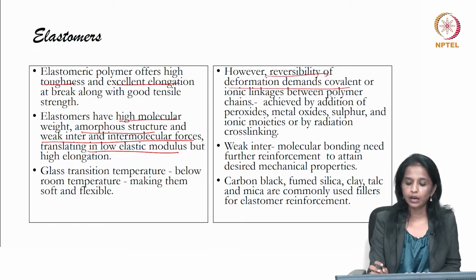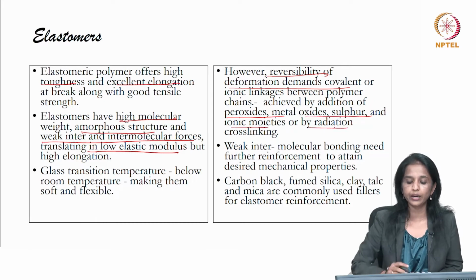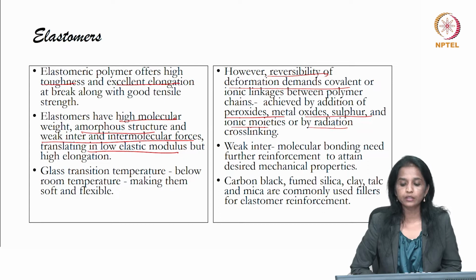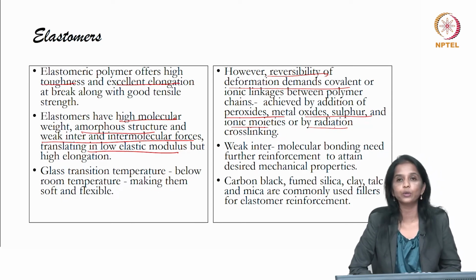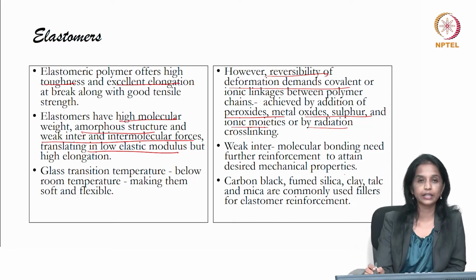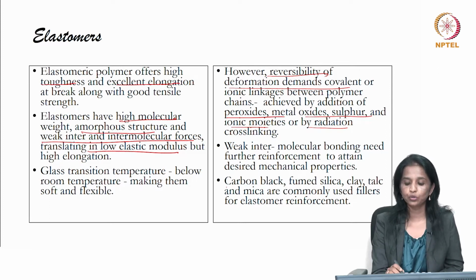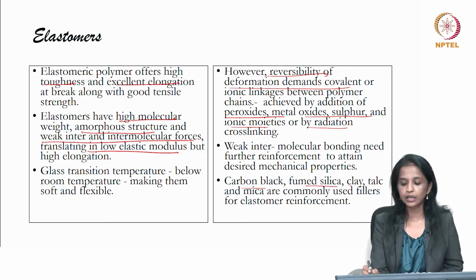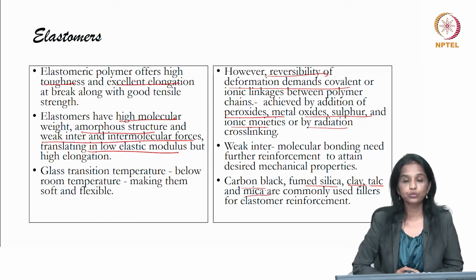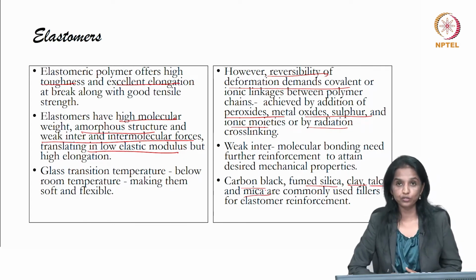That can be done by addition of peroxides, metal oxides, sulfur, ionic moieties, or by radiation cross linkage. This reversibility of deformation would require some presence of cross linkage. So how do we cross link those weak bonds? We cross link by adding peroxides, sulfides, metal oxides and radiation. In addition to cross linking, fillers can be added as well. Carbon, silica, clay, talc and mica are used as fillers for reinforcing elastomer.